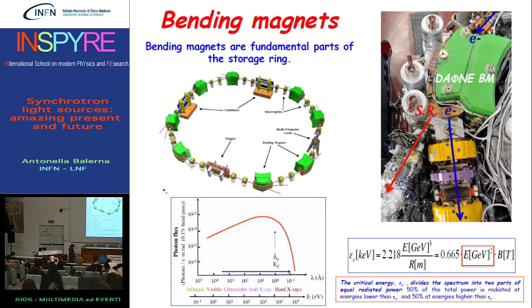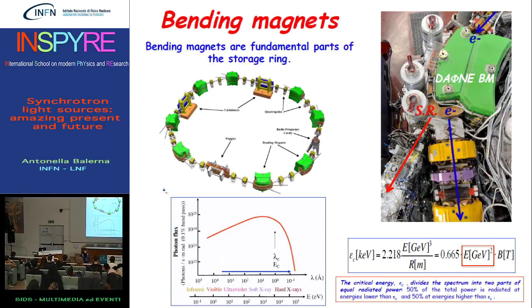What is an important thing to look at concerning bending magnets? This is the emission of a bending magnet, a spectrum where I report photons as a function of energy. You have a continuous emission going from infrared up to X-rays. What changes between a machine like DAFNE? The energy of the electrons in DAFNE is 0.5 GeV.